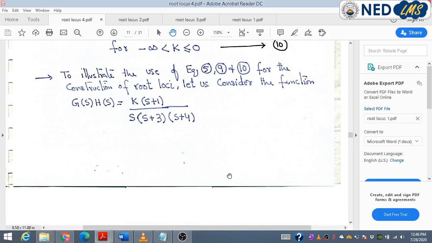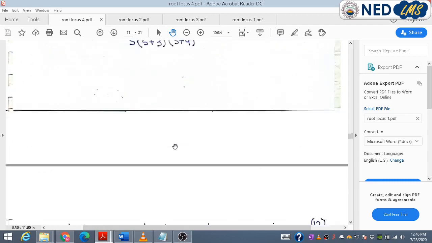How may these two conditions be applied on any open loop transfer function? So here we have to consider this open loop transfer function. It is written as G(s)H(s), meaning we are including the k term with the number of poles and zeros. The given open loop transfer function has one finite zero and three finite poles.